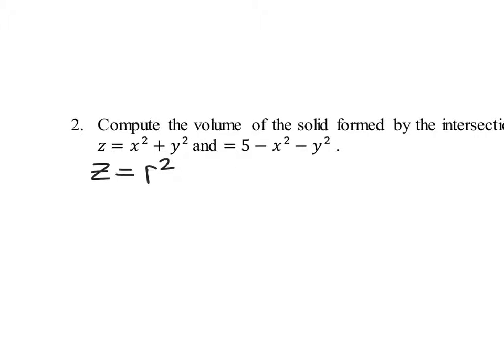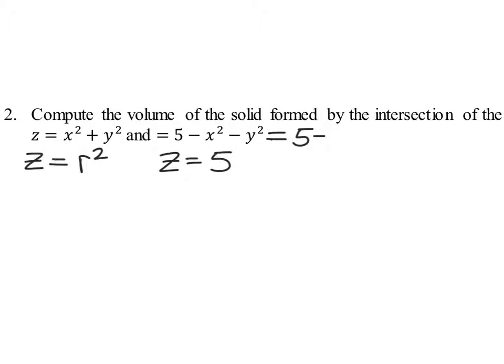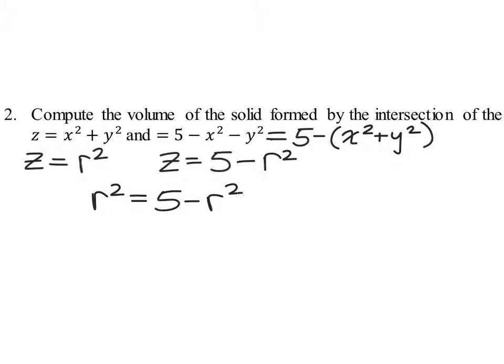z is equal to r squared. z is also equal to 5 minus, I'll just manipulate this really quickly, 5 minus x squared minus y squared. If you factor out the negative, you get x squared plus y squared, which is also r squared. So we have those two relationships that we can build off of, and that's going to get us into polar form. Since they're both equal to z, they're equal to each other, so we can say r squared is equal to 5 minus r squared.